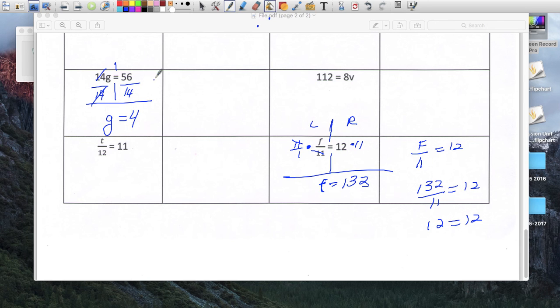Okay, remember you're dividing both sides by the same amount. So my equation is 14g equals 56. 14 times 4 equals 56. And 56 over here is indeed 56 on the other side.